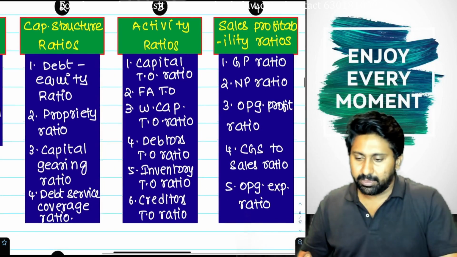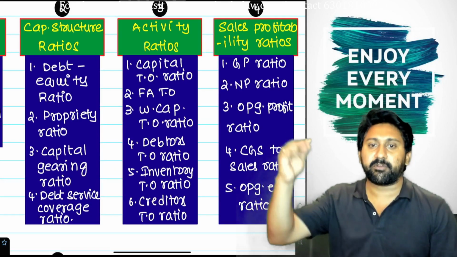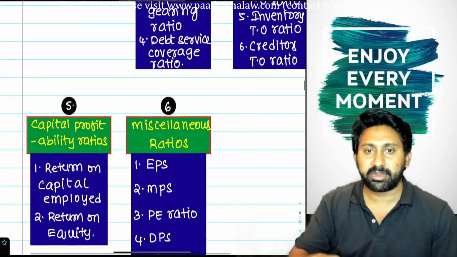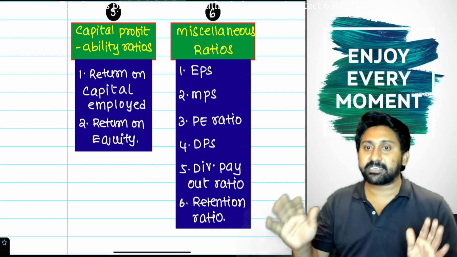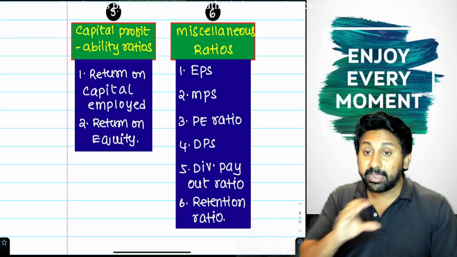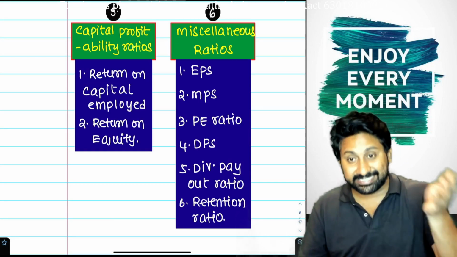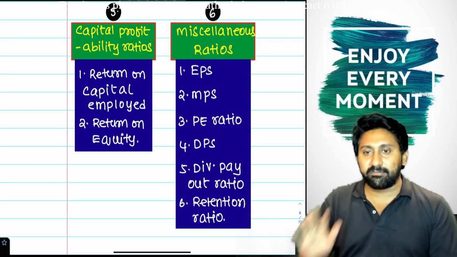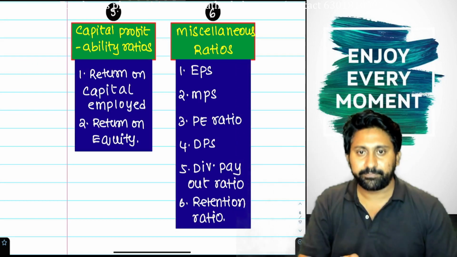Same for sales profitability: gross profit ratio is gross profit by sales, net profit by sales, operating profit by sales, like that all with sales in the denominator. Capital profitability ratio is a different discussion that we will do with a problem. Return on capital employed is return by capital employed. Capital employed will include both debt and equity. Therefore, return will not include just PAT, it will include PAT plus interest. Return on equity means only equity funding is involved, so the numerator will contain PAT.